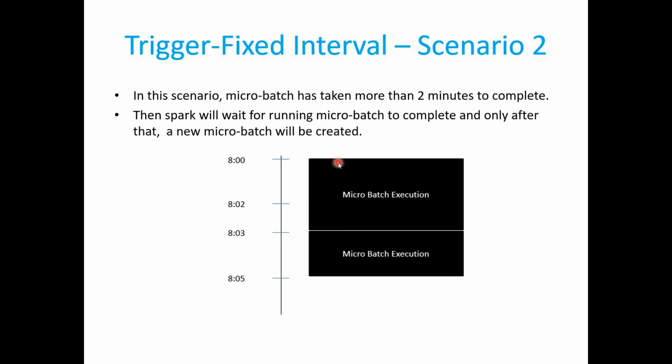Second scenario is, let's say the micro batch has taken more than 2 minutes to complete. Then Spark will wait for the running micro batch to be complete. Only after that a new micro batch will be created, something like this. You can see, even though it is crossing 82, it will still execute and the new micro batch happens after that point, between 83 to 85.